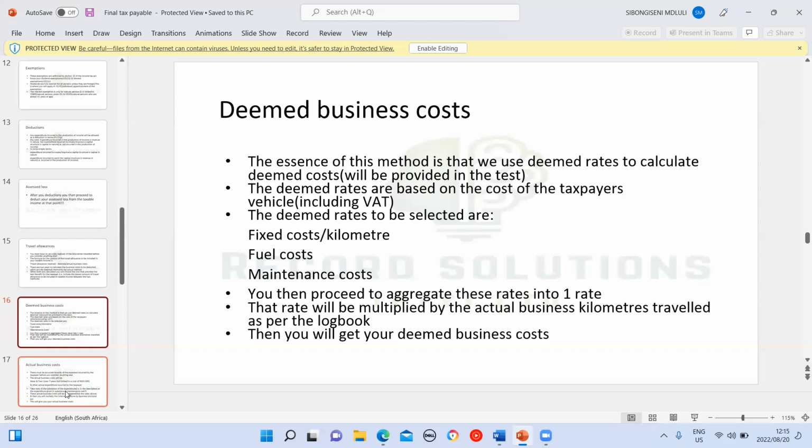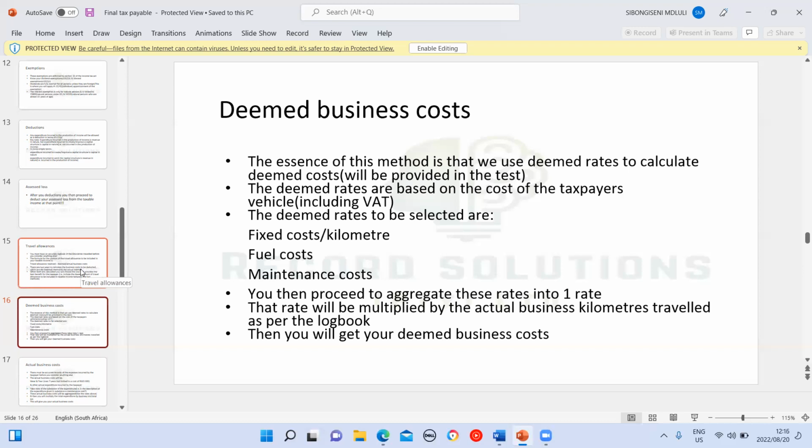And then you'll proceed to aggregate these rates into one rate. That rate will be multiplied by the actual business kilometers traveled as per the logbook. Then you'll get your deemed business costs. I think now you know what to do with this, because I don't like to repeat something I said.